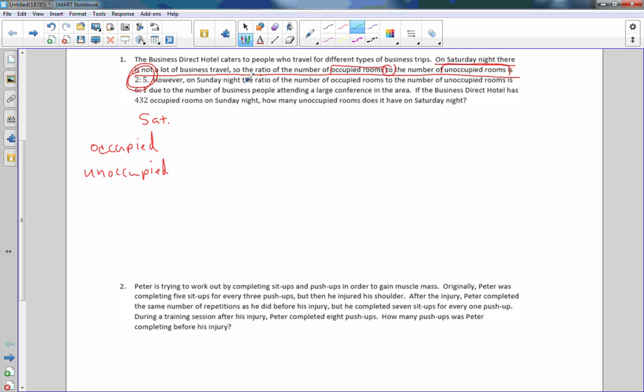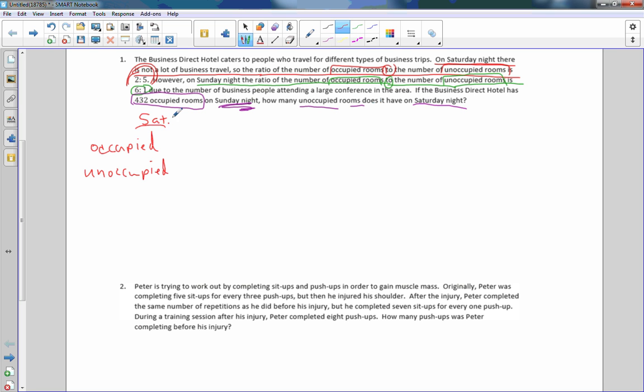However, on Sunday night, the ratio of the number of occupied rooms to the number of unoccupied rooms is 6 to 1, due to the number of business people attending a large conference in the area. If the Business Direct Hotel has 432 occupied rooms on Sunday night, how many unoccupied rooms are there on Saturday night?